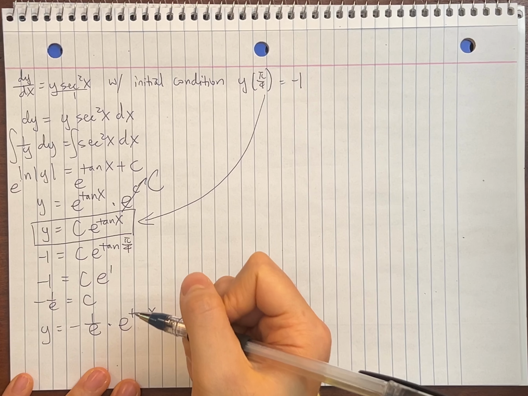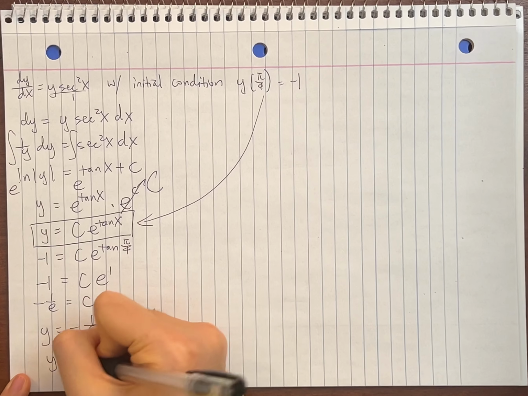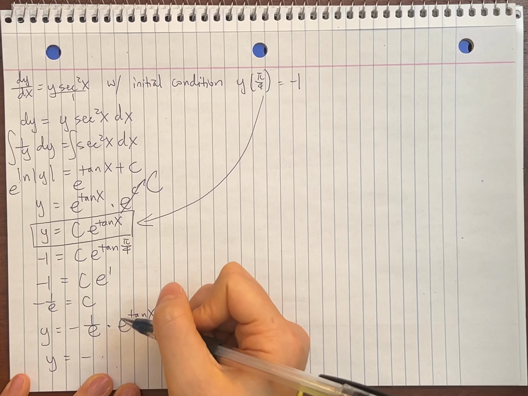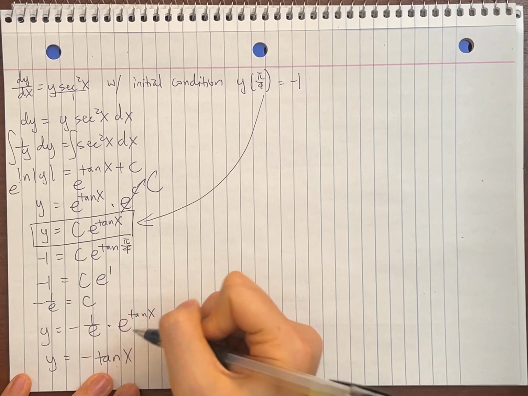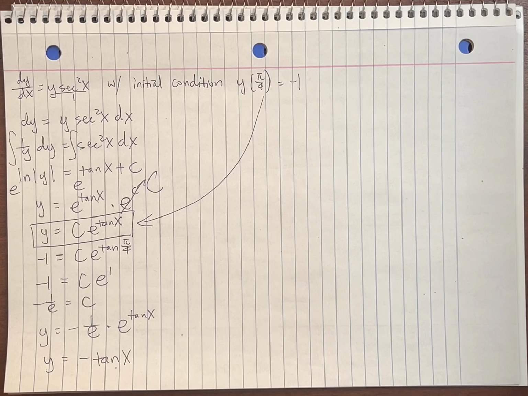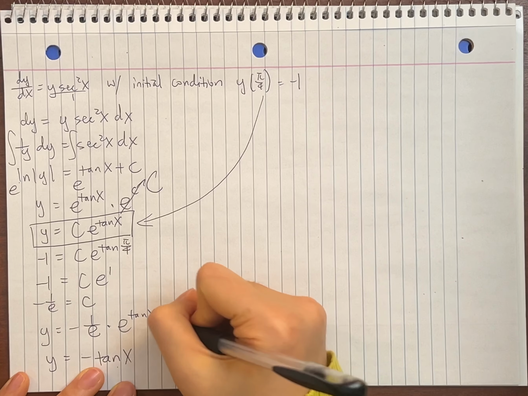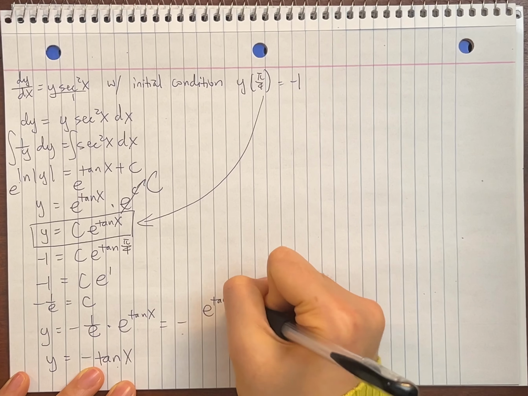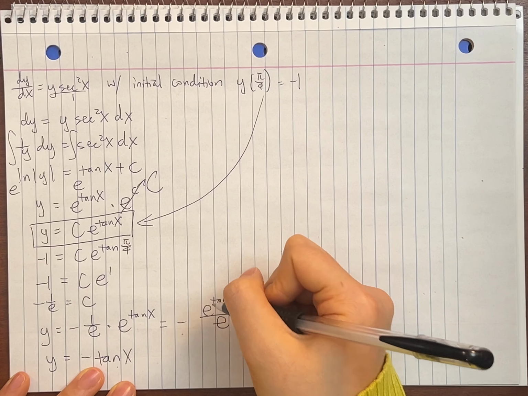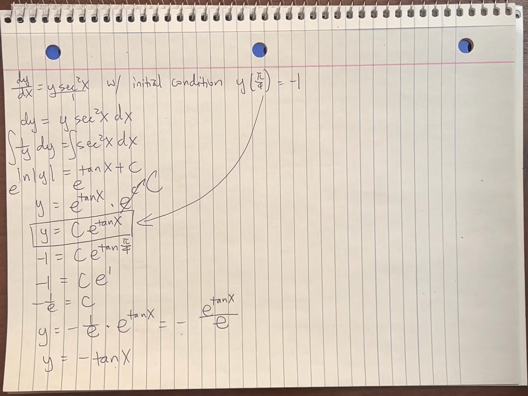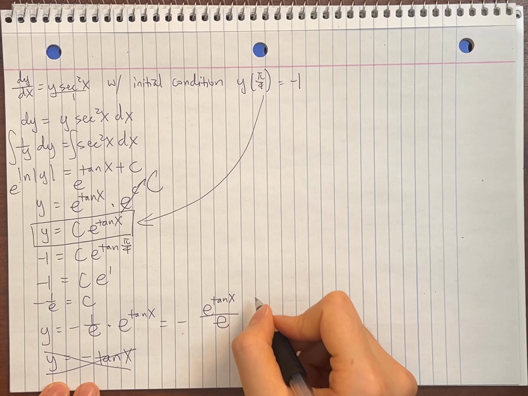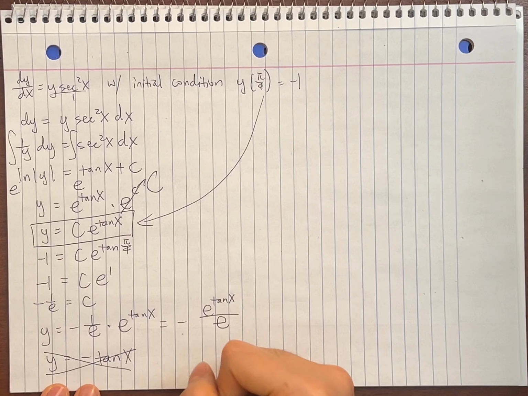But we also know that e in here can be canceled, which will be negative tan x. Wait a sec, but it does not seem right. This is c, so this will be negative e to the tan x divided by e. So yeah, okay, don't do that. Don't cancel out the e because they don't have the same power.